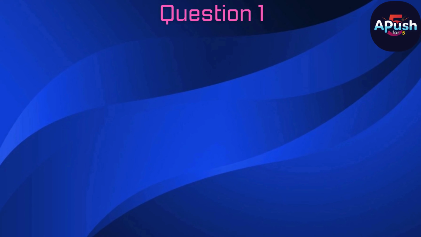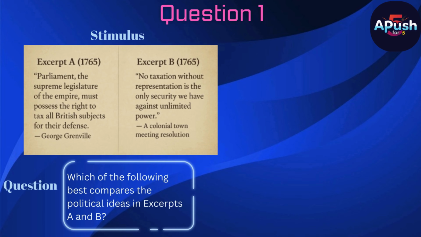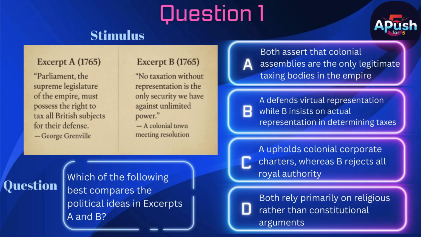Question 1. Stimulus. See exhibits. Which of the following best compares the political ideas in excerpts A and B? A. Both assert that colonial assemblies are the only legitimate taxing bodies in the empire. B. A defends virtual representation, while B insists on actual representation in determining taxes. C. A upholds colonial corporate charters, whereas B rejects all royal authority. D. Both rely primarily on religious rather than constitutional arguments.